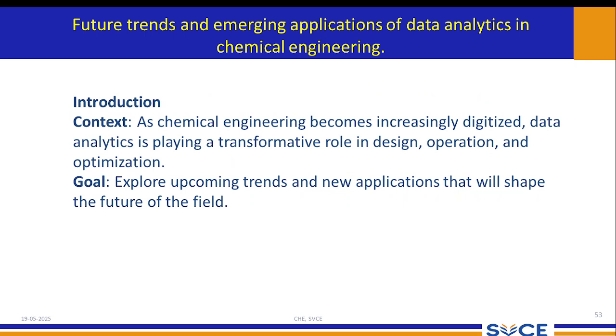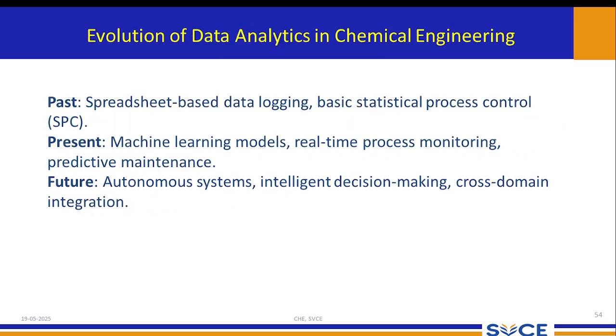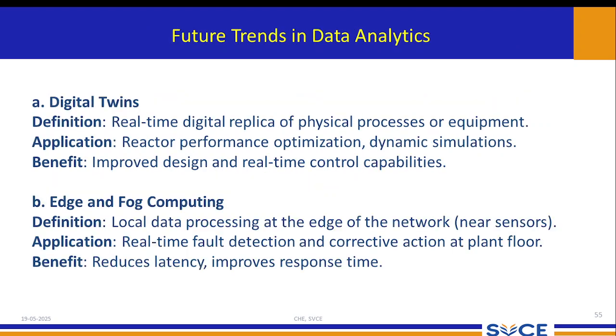Future trends and emerging applications of data analytics in chemical engineering. As chemical engineering becomes increasingly digitized, data analytics is playing a transformative role in design, operation, and optimization. Explore the upcoming trends and new applications that will shape the future of the field. Past: spreadsheet based data logging, basic statistical process control. Present: machine learning models, real time process monitoring, predictive maintenance. Future: autonomous systems, intelligent decision making, cross domain integration.